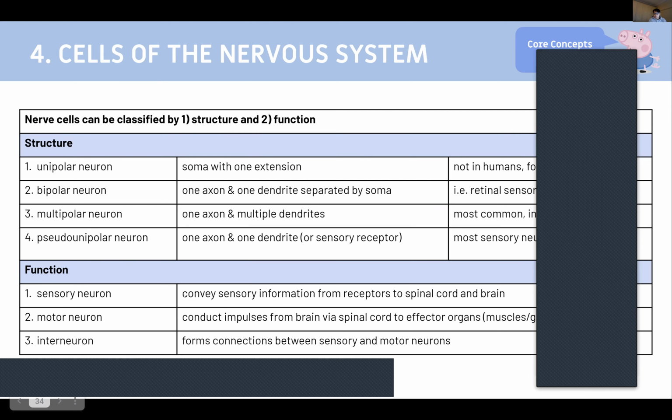A sensory neuron conveys sensory information from receptors to the spinal cord and the brain. We have motor neurons, which conduct impulses from the brain through the spinal cord to effector organs. We also have interneurons, which connect sensory and motor neurons.